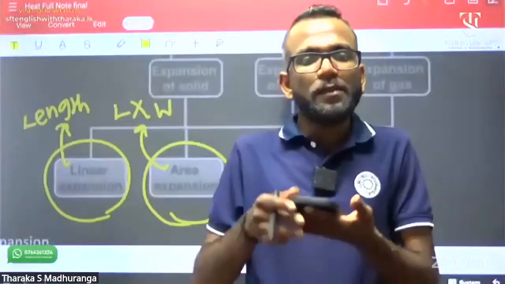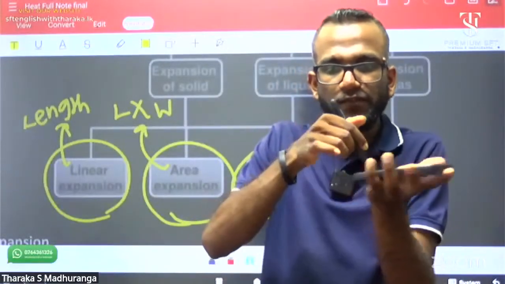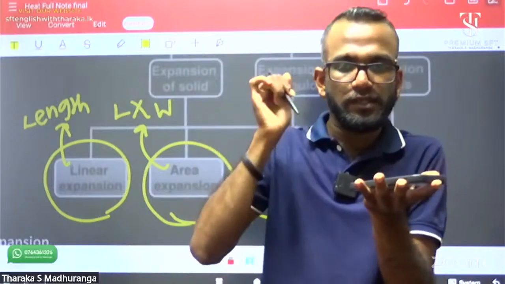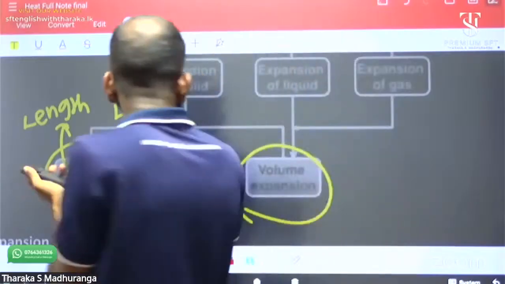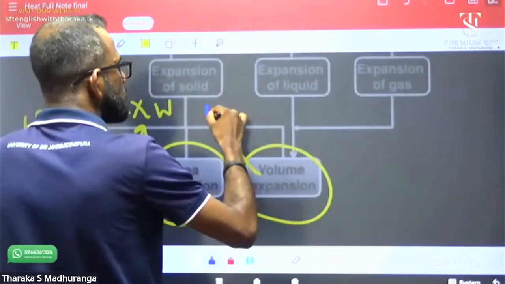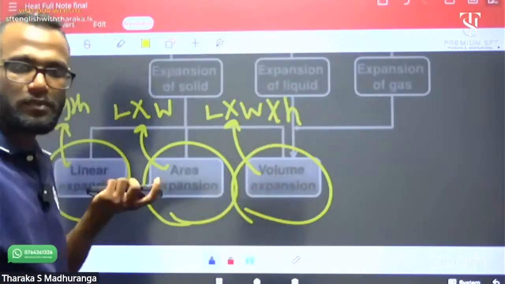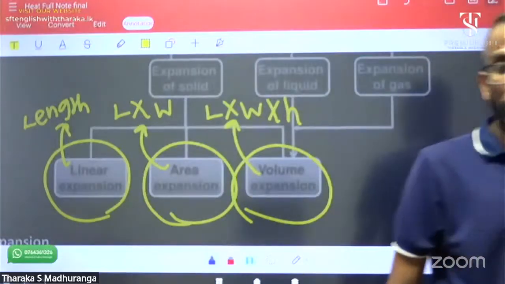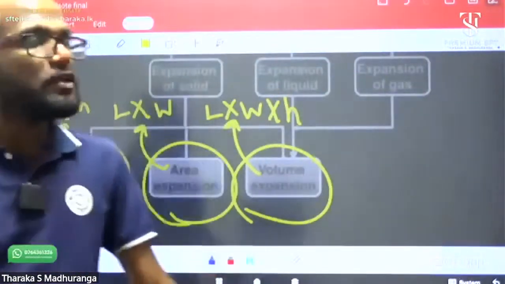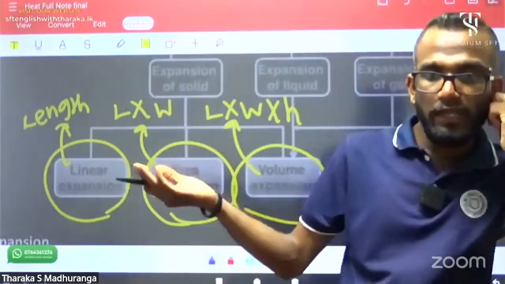If you have a 3D object, it has a length, a width and a height. Three dimensions. If length, width and height, all dimensions are expanding, that we call volume expansion.